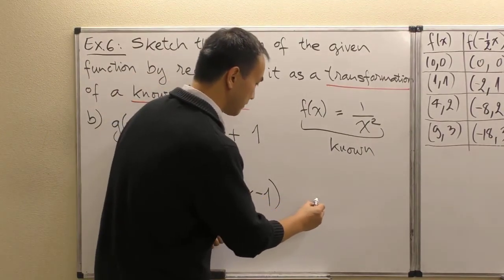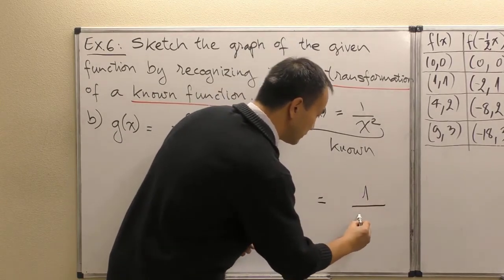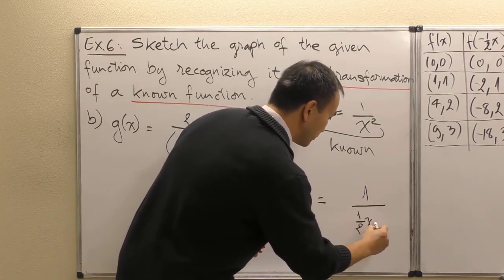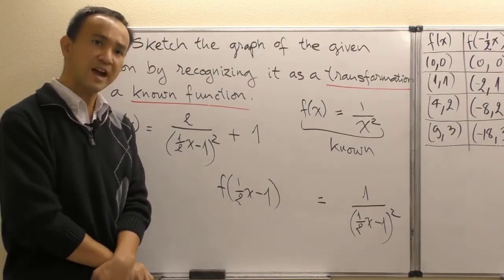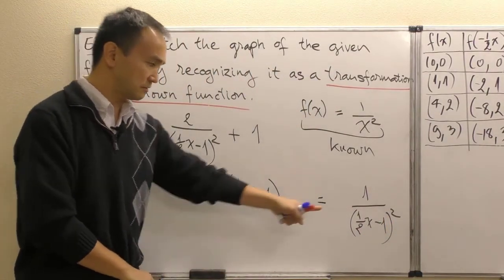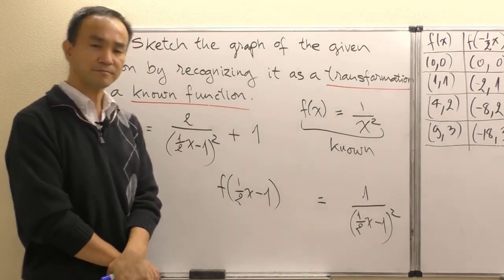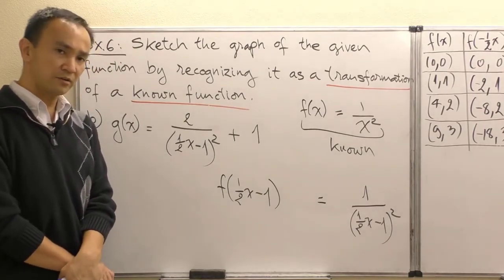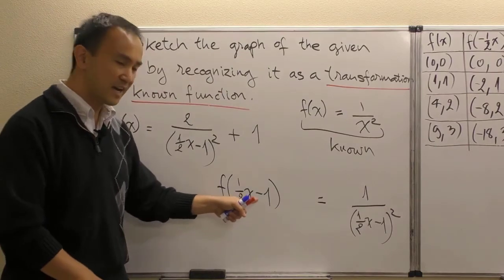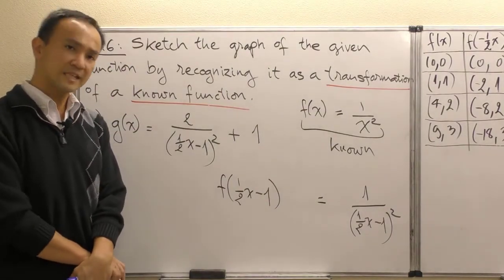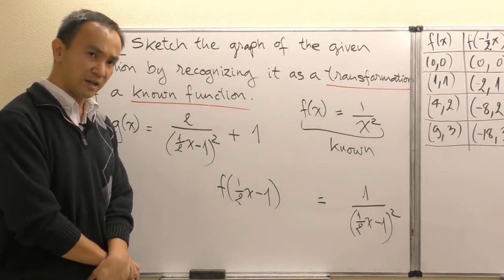We created 1 over 1/2 x minus 1 all squared. Now we realize, oh, we actually have gotten ourselves this form right here closer to the actual g of x function. Now I realize that it's this portion right here, simply just f of 1/2 x minus 1. At least that's what my thought process is, and I'm trying to present that to anyone learning this in this video lesson.